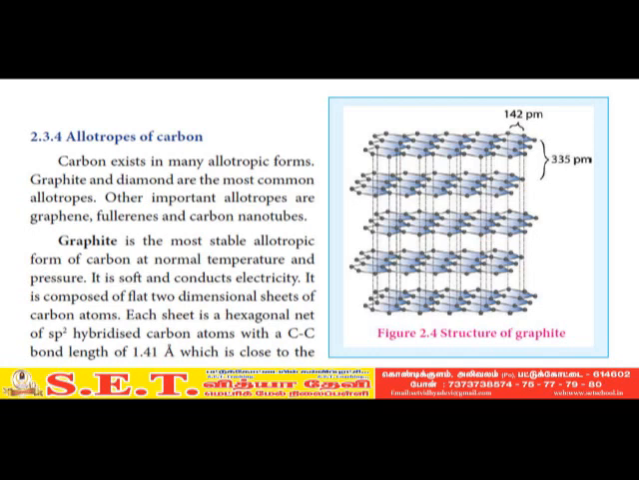Fourth point, it is composed of flat 2-dimensional sheets of carbon atoms.